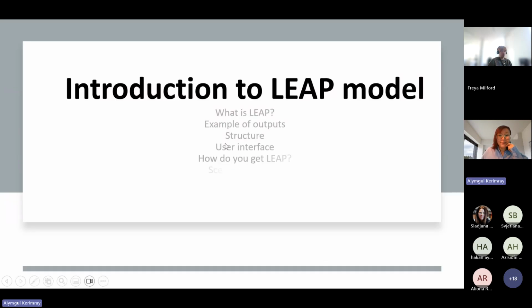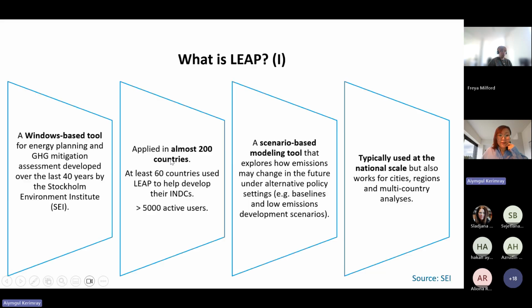So going to the LEAP tool. LEAP is a Windows-based tool. It was developed almost 40 years ago by the Stockholm Environment Institute, and it is very frequently updated. So the Stockholm Environment Institute works on the model to improve the functionalities and the interface of the tool. I have seen that recently they released a new version, which has a much better interface. It is a very widely used tool across the world, with almost 200 countries using it, at least 60 countries using it for development of their NDCs, and more than 5,000 active users.